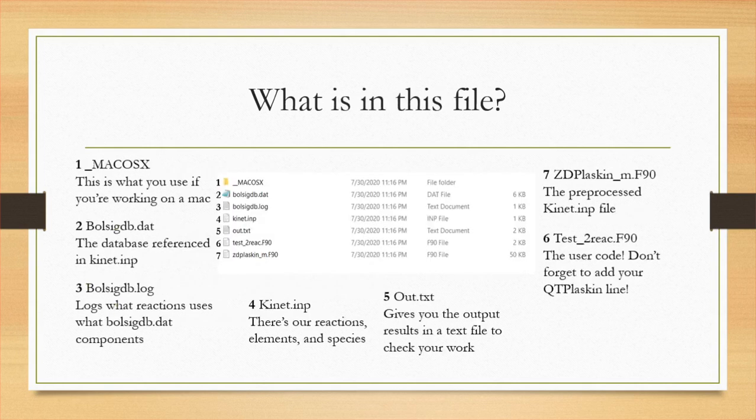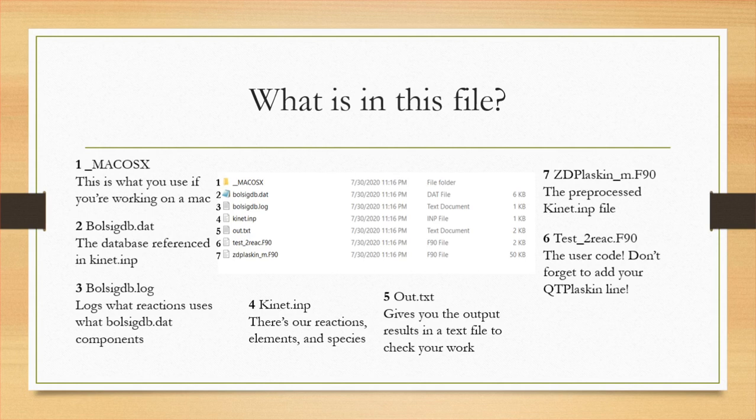In that zip file, after you've extracted it and opened it, this is what you should see. That first file is for people on Mac. Since I'm on Windows, this is insignificant for me. Second, that is the bullsigdb.dat. This is our database. It's already written for us. The bullsigdb.log shows what components that the database will use.